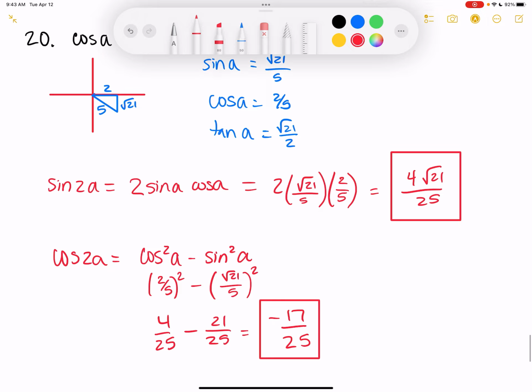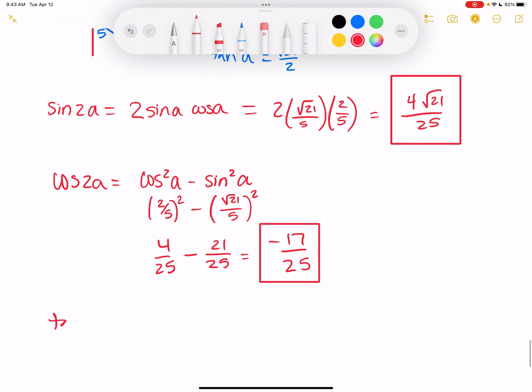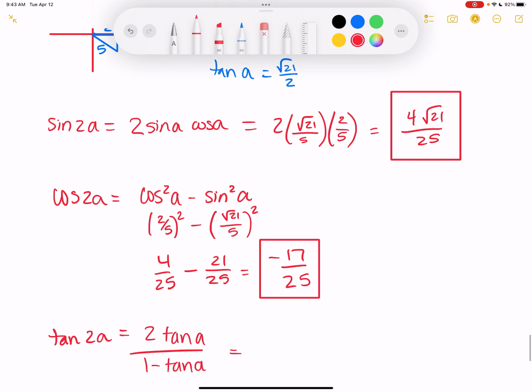Weird numbers. And lastly, the tangent of 2A. That's 2 tangent A over 1 minus tangent. So tangent is square root of 21 over 2. So 2 times square root of 21 over 2, all over 1 minus the square root of 21 over 2.